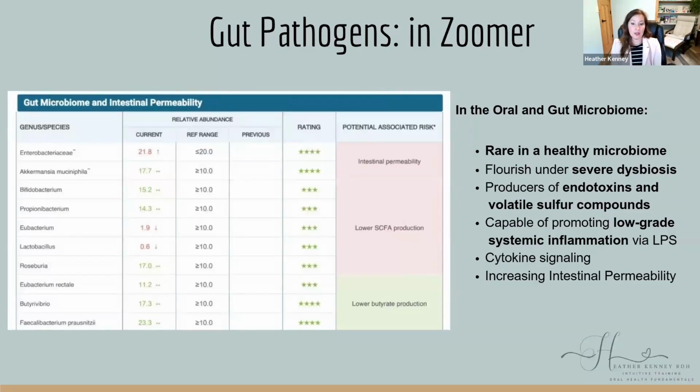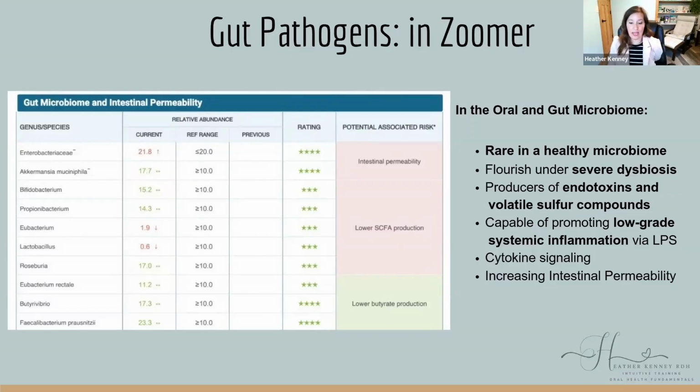And this is a GI-MAP or Gut Zoomer test. And Enterobacteriaceae is at the top of this, and it does cause intestinal permeability issues. It's really found like 6% of our tests only have it, and it's rarely in any type of healthy oral microbiome. So it's really an indicator of disease pathways for our patients. It can cause some halitosis issues in some individuals. Once again, it excites inflammation and LPS. It's cytokine signaling and increases intestinal permeability issues.